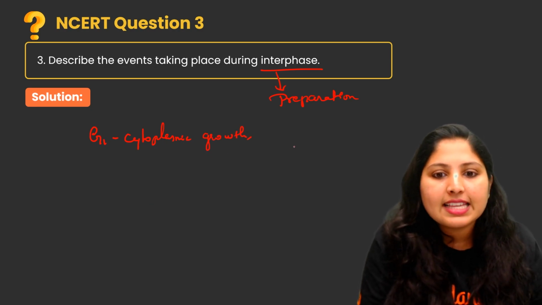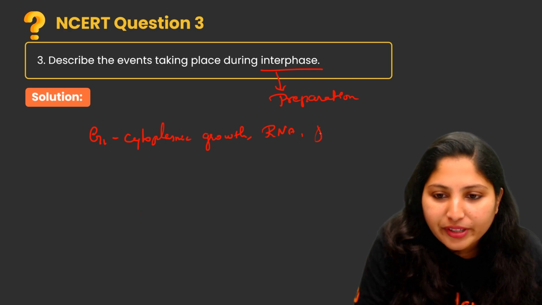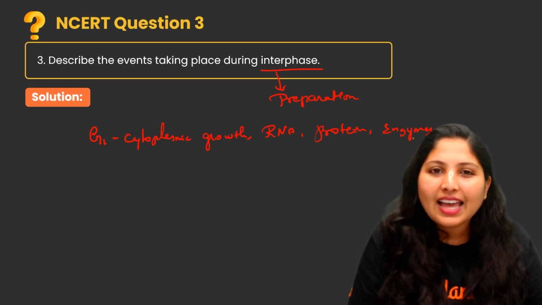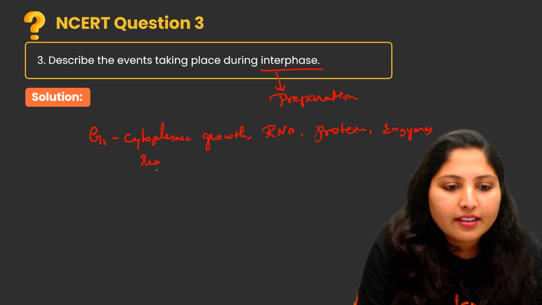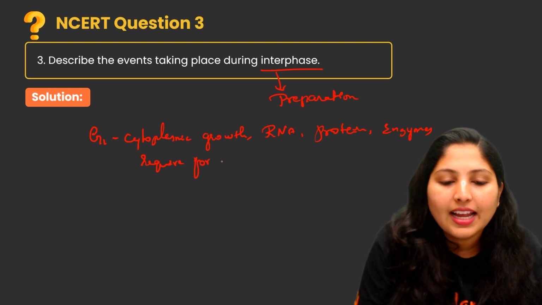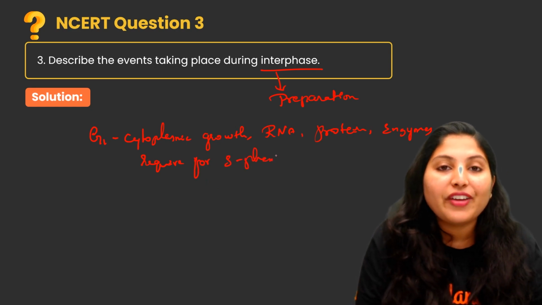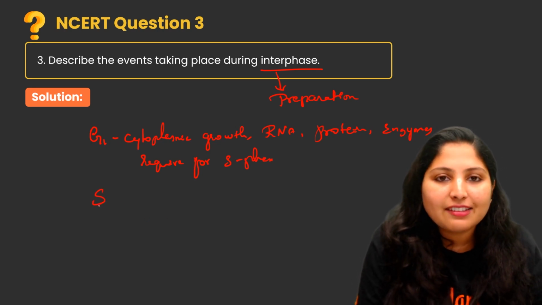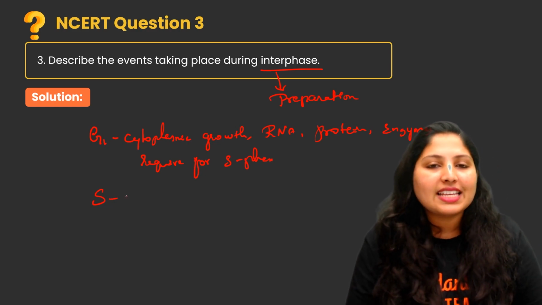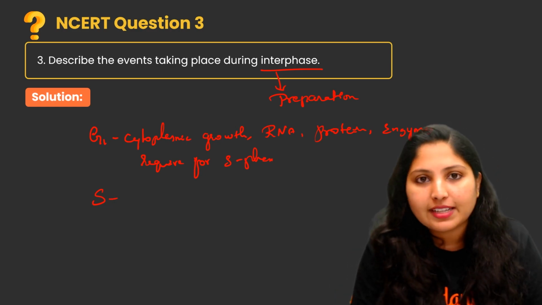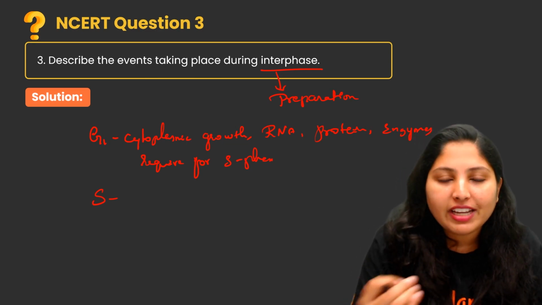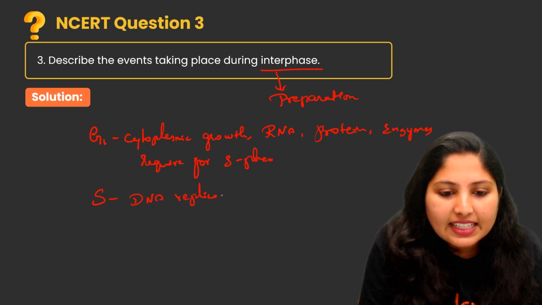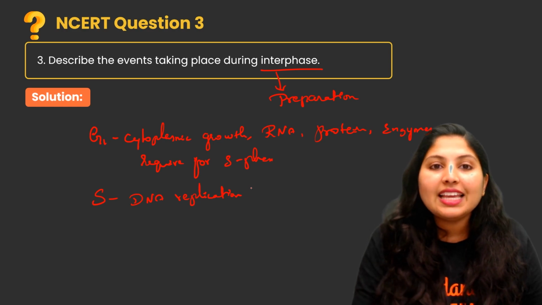RNA, proteins and enzymes required for S phase are prepared in G1 phase. Next, the second phase is known as S phase, also called the synthetic phase. In S phase, synthesis of DNA happens. That means DNA replication happens here in the nucleus.